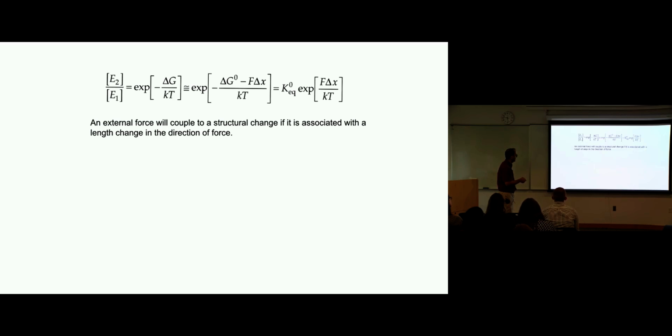And we can say this equilibrium constant is just this Gibbs free energy. But remember, now the energy isn't only that delta G. It's the delta G plus that force times the distance it took to pull that thing open. Right? And so now we can actually calculate the equilibrium constant, E2 divided by E1. We can rearrange these things, and it equals the equilibrium constant in the absence of force times this exponent of the force times distance times this thermal energy factor. Okay.